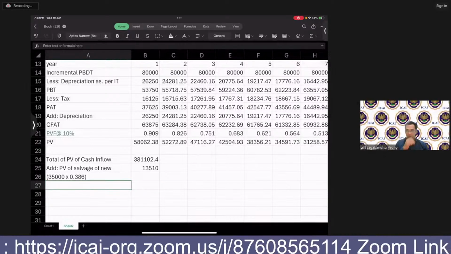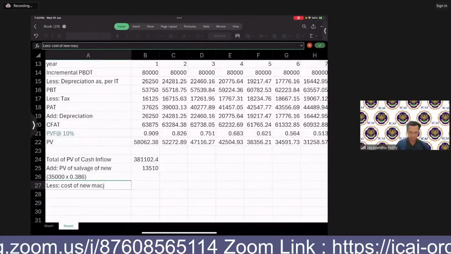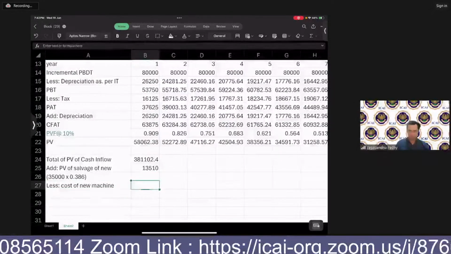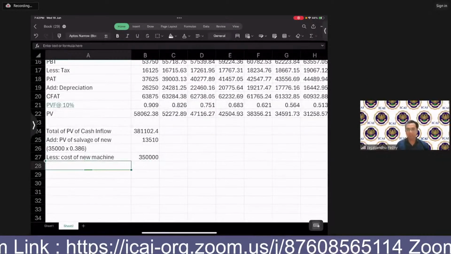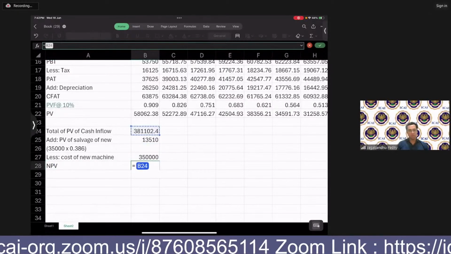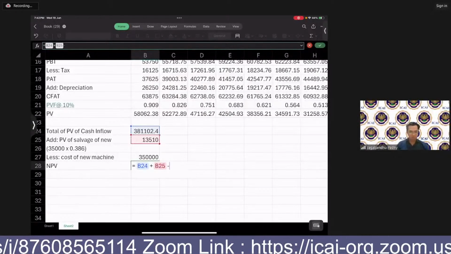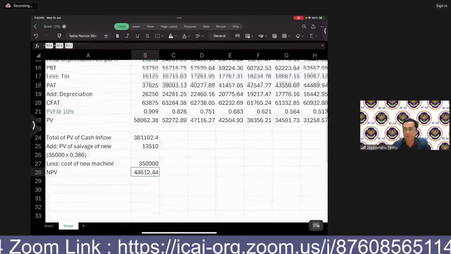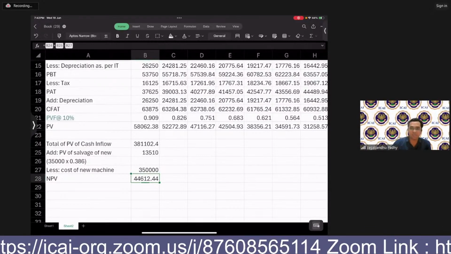Now, from this, we are going to reduce less cost of new machine. So cost of new machine is what we have computed as 3,50,000, and after subtracting and adding these parameters, we get the NPV, net present value. Net present value is your PV of cash inflows, add the present value of salvage, and reduce the cost of new machine. That gives us a NPV of 44,612.44. And since our NPV is positive, of course, the old machine should be replaced.